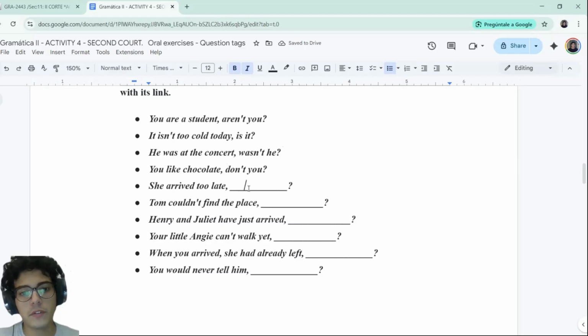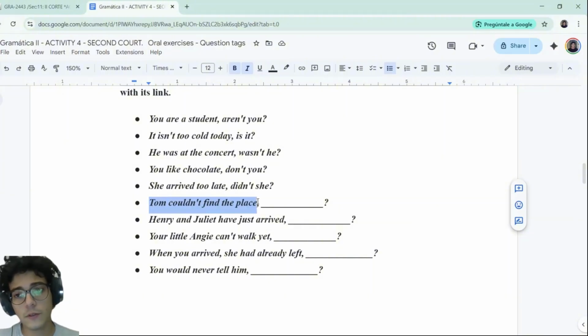He arrived too late, didn't she? Tom couldn't find the place. So here, the statement is negative, so our question tag is going to be positive. Tom couldn't find the place, could he?